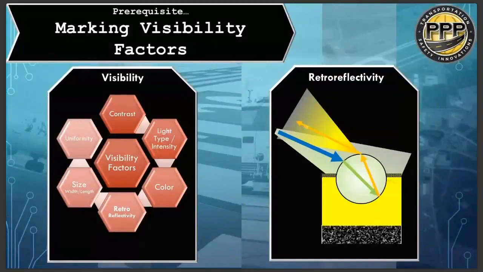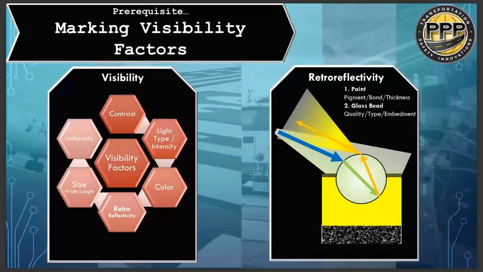And there are lots of variables that influence retroreflectivity. The number one is paint. Whatever binder it's in has a direct correlation with the effectiveness of the retroreflection. Things like pigment, bond, and thickness of the coating all correlate directly with quality of reflectivity.